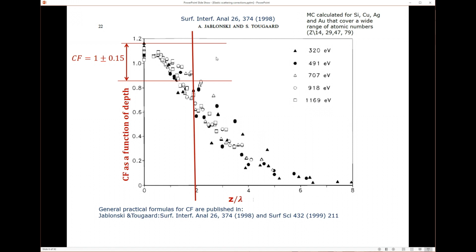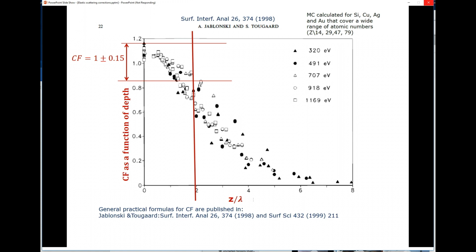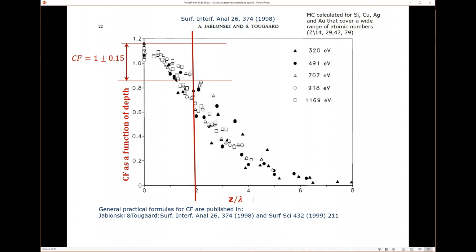And what you see is that for shallow layers, actually, the correction factor is larger than 1. It's 5 to 10%, 5 to 15%. And this comes about because the electrons in the overlayer, if it's a very thin overlayer, can be backscattered from the substrate. So you actually get more electrons than if the substrate was not there because of the backscattering. And here we have the region of this competing effect. Some electrons travel a shorter distance, some a larger distance.